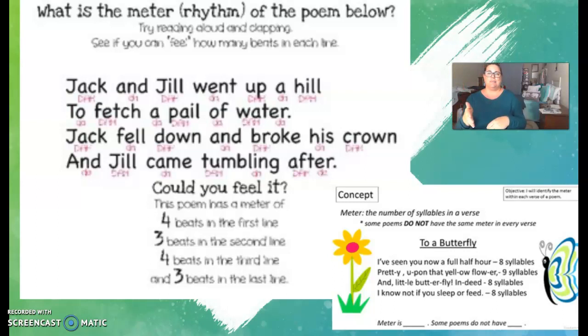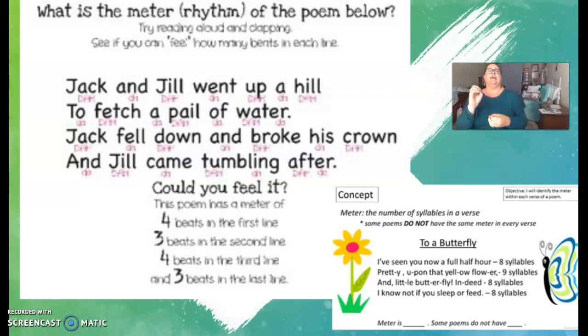When we say a stressed syllable, we're talking about the one that we put the most emphasis on. We put a little more force behind our words when we say it. And when it's unstressed, you don't have that same amount of emphasis. You'll probably hear it when we read this one. So here we go. Jack and Jill went up a hill to fetch a pail of water. Jack fell down and broke his crown, and Jill came tumbling after.